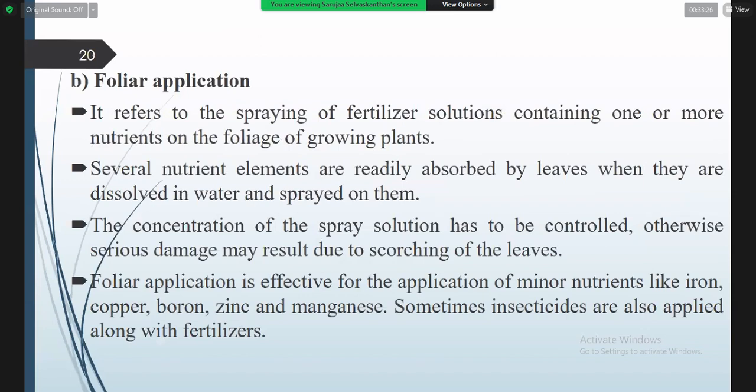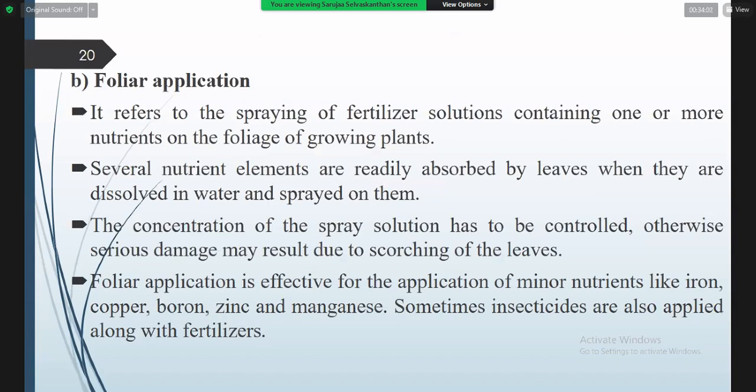And the second one is foliar application. It refers to the spraying of fertilizer solution containing one or more nutrients onto the foliage of the growing plant. We can apply it using the spray method. Okay, several nutrient elements are readily absorbed by the leaves when they are dissolved in water and sprayed on them.